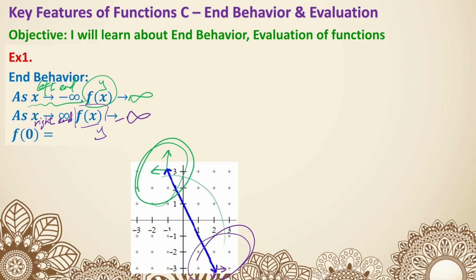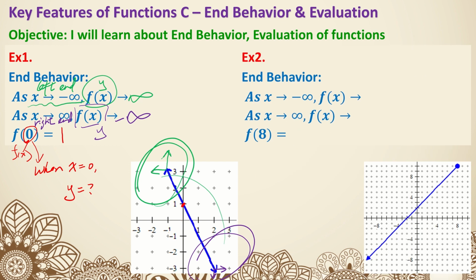Next, f of 0. Typically, we have f of x. So now you see x is being replaced by 0. So this actually means when x equals 0, what is my y? So let's look for x equals 0. This is my x equals 0 on the graph, this point. The y value for that point is 1. So f of 0 equals 1. That's example 1.